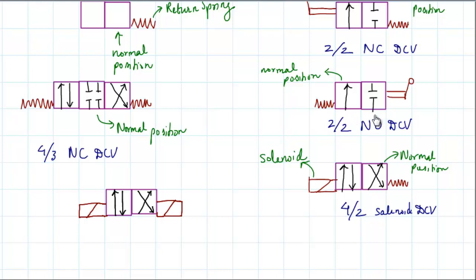So in this one we are again having a 4-way 2-position DCV, and again there is a solenoid here, so it is a solenoid DCV. Here you can see that there is no return spring. So what does it mean? It means that in this one there is no normal position, okay.